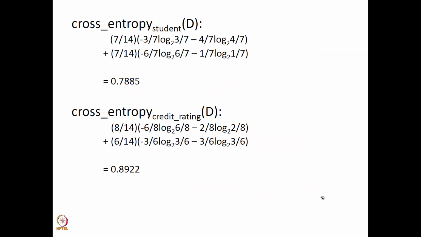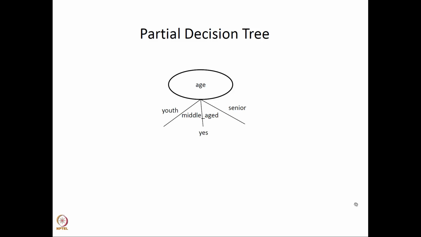Thus, along this branch of the tree, there is no need to further grow the tree, since from the training data given to us, we can directly conclude that if we observe age to be middle-aged, then we can label the observation as positive, that is, the person will buy a computer.